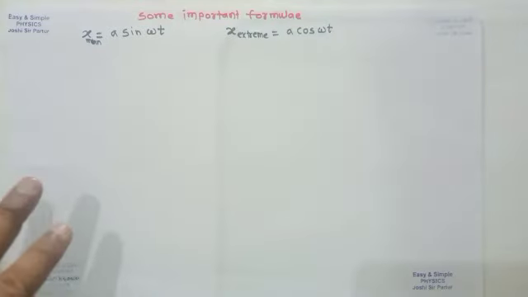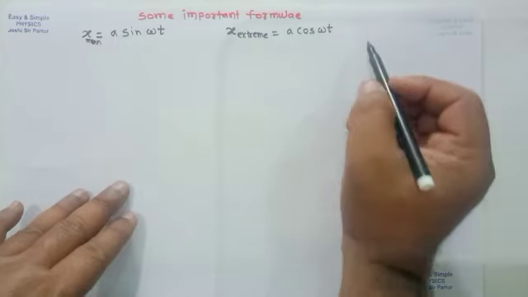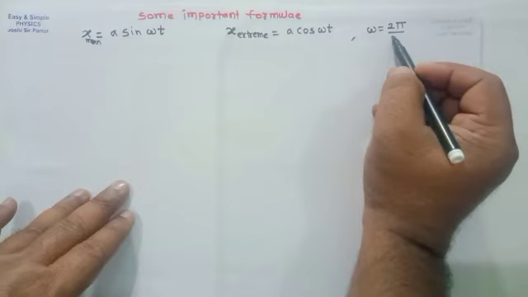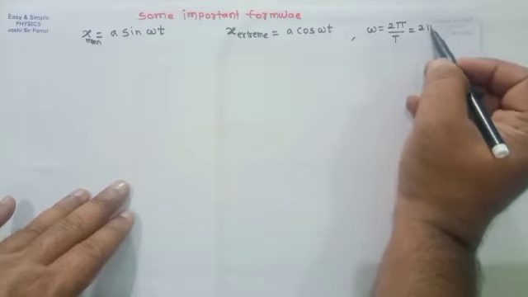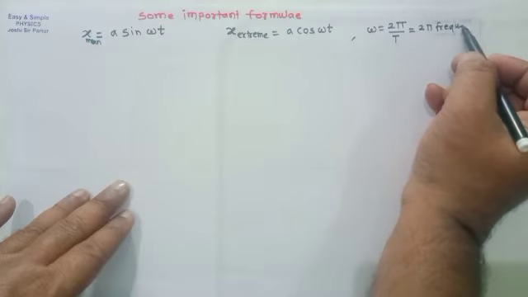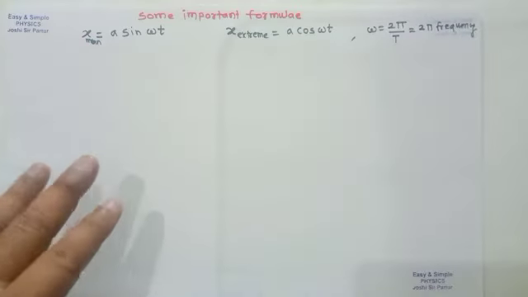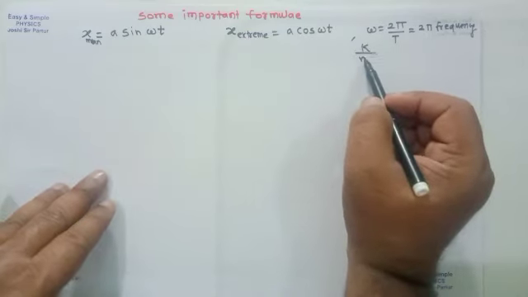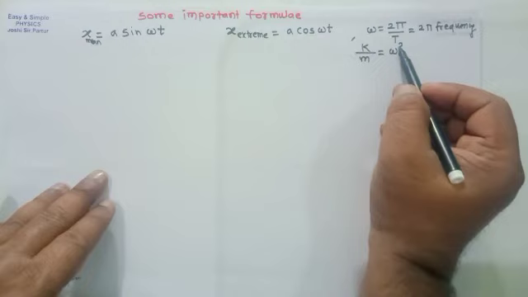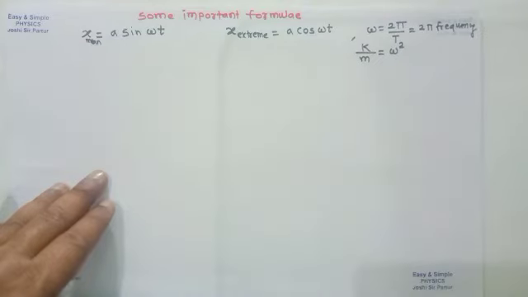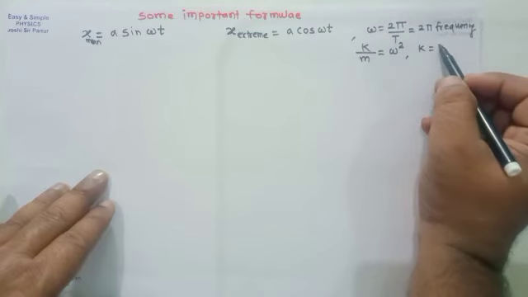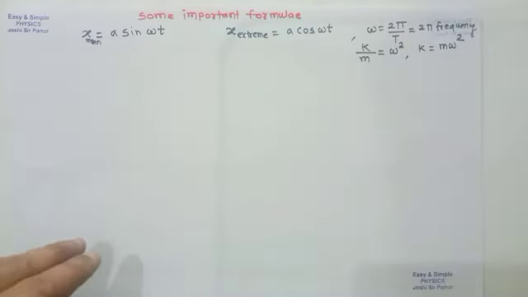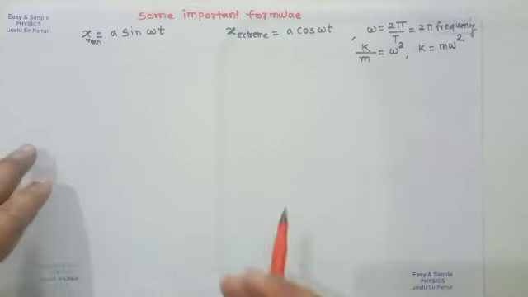The first formula. Second formula will be omega is equal to 2 pi upon capital T, or omega equal to 2 pi times frequency. These are two formulas about omega. Then k upon m is also omega square, or k is equal to m omega square. Another formula which can be seen is about velocity.